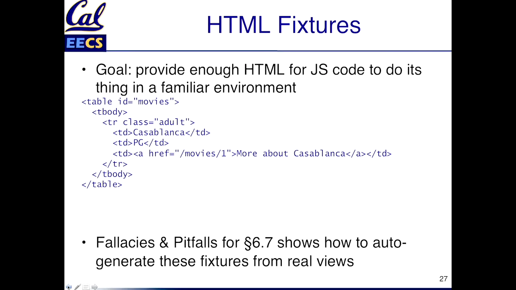There's a really nice procedure, by the way. It's a nice hack, I think. If you read the fallacies and pitfalls for section 6.7 in the book, there's a pointer to a great blog article about how you can automatically generate these fixtures from your actual views. And why is that important? Well, just as with any other kind of fixture or mocks or factories that you use in your tests, if your code evolves, the fixtures that go with your test might get out of date. In other words, I've got some HTML that, at the time I created this fixture, is what my view looked like.